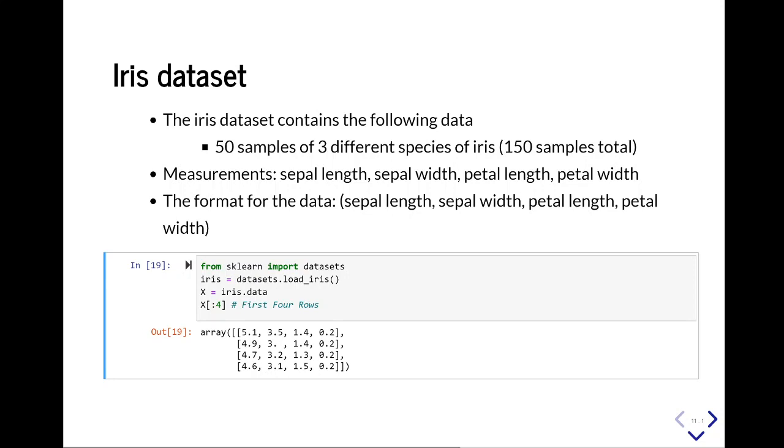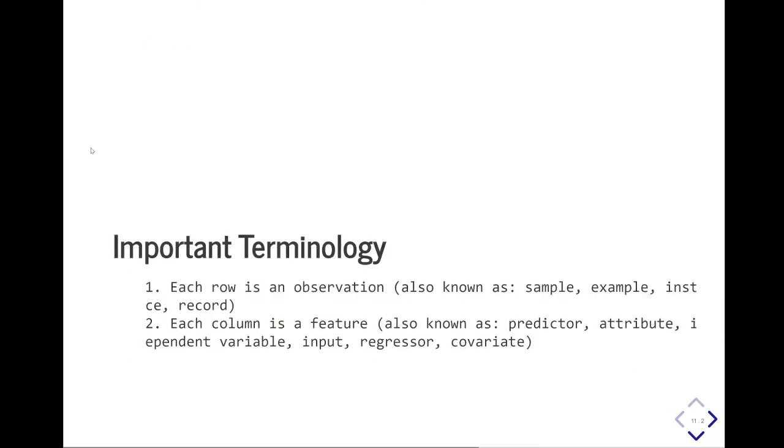The format of the data basically has sepal length, sepal width, petal length, and petal width, and they're all numerical data. A lot of times when you're looking around on the internet for examples, a lot of people use this data set because it's a very standardized data set to show examples in NumPy.